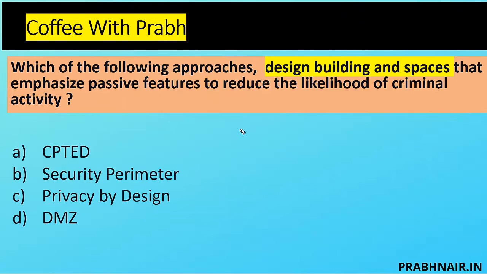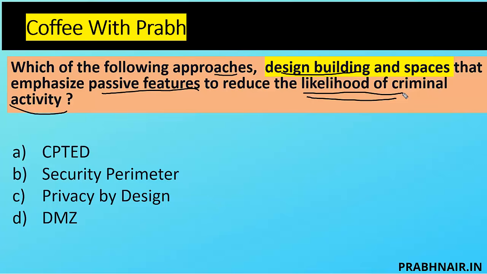Okay, which of the following approaches design buildings and spaces that emphasize passive features to reduce the likelihood of criminal activity? Now there are three keywords: design, building, likelihood. We're not saying preventing, but reducing the likelihood of a criminal. It means we are acting like a deterrence control. It means we're talking about the design principle which we adopt, by which we increase the deterrence, thereby reducing the likelihood of criminal activity. Like I want to demotivate the attacker from doing the attack. Oh, so complex structures and all that. So which is correct?